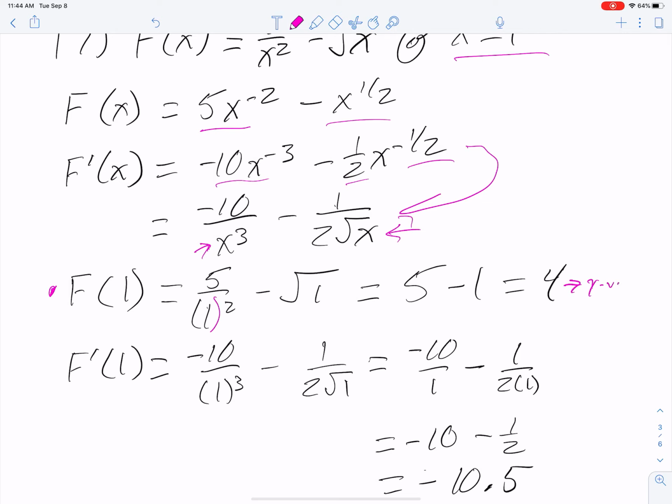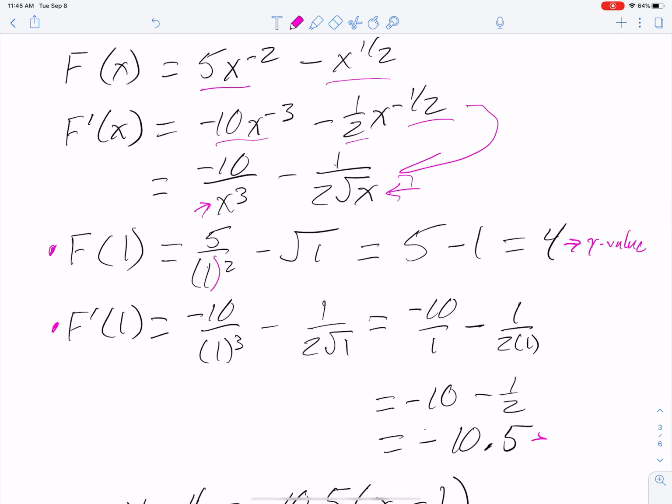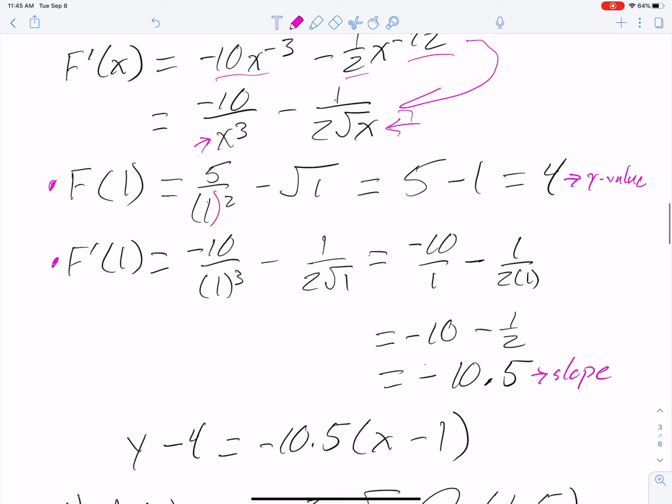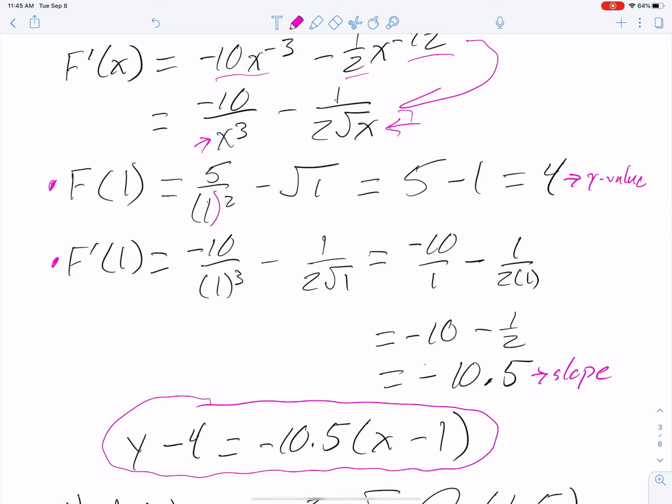From there, I can substitute in to my original to get my y value. I can substitute into my derivative to get my slope, and then I can write my equation. Y minus my y-coordinate equals my slope times x minus my x-coordinate. If you wanted to leave that slope as a fraction, that's totally fine. Negative 21 divided by 2 is just fine as a slope.